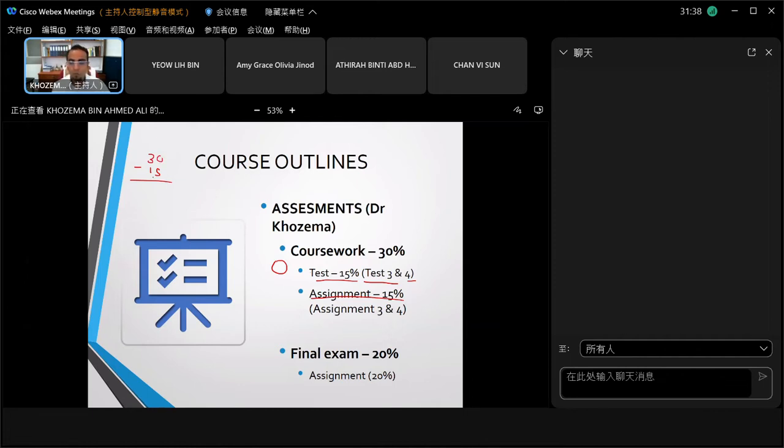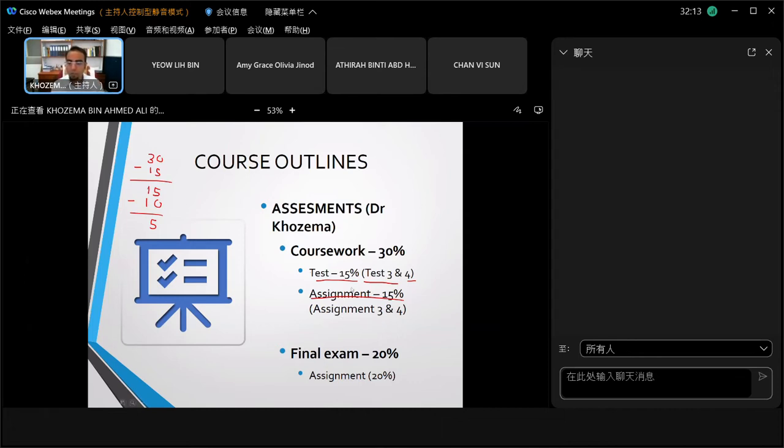So if you did not do well in this 15%, if we only have one test, you only have 15% to go, which is the assignment. And if you did not do well in your assignment as well, let's say you did poorly and only got 5 marks, so in total you only have 5 marks. So 5 out of 30 is a very, very low mark. Okay, so instead of that, if we have multiple tests and multiple assignments, you have more chances.